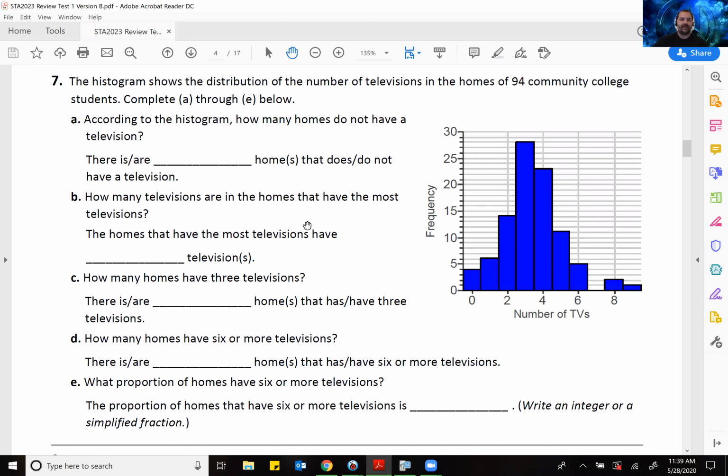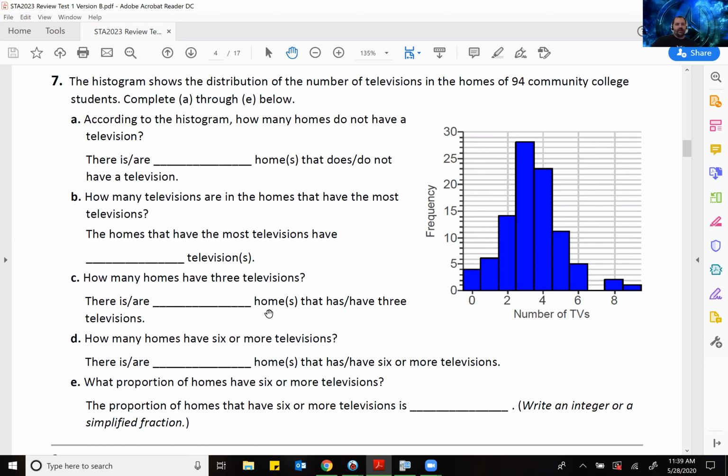But what they were getting at here is they wanted to know homes that have the largest number of televisions. That's 9. Does that make sense? Yes. The wording is really weird, but that's what they're trying to get at. Okay. So how many homes have 3 televisions? 28. Because you just go up to this bar right here. And so here is 26, 27. Yeah, that's definitely 28. You just read the top of the bar.